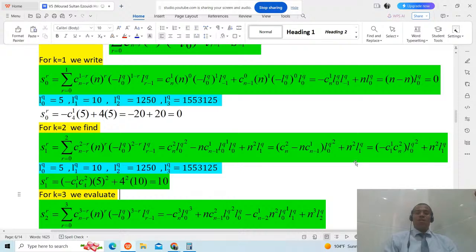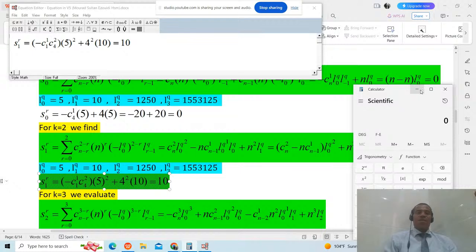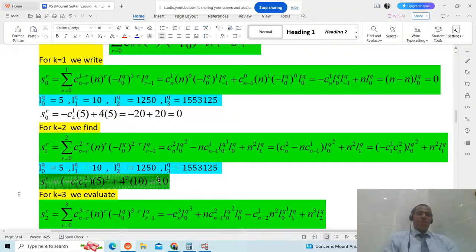So this one, we just apply the formula, learners. It will be exactly that. So it will be negative 6 times, learners, 25, plus 16 times 10. This should be equal to 10. Therefore, I'll just continue. So S1 is 10.